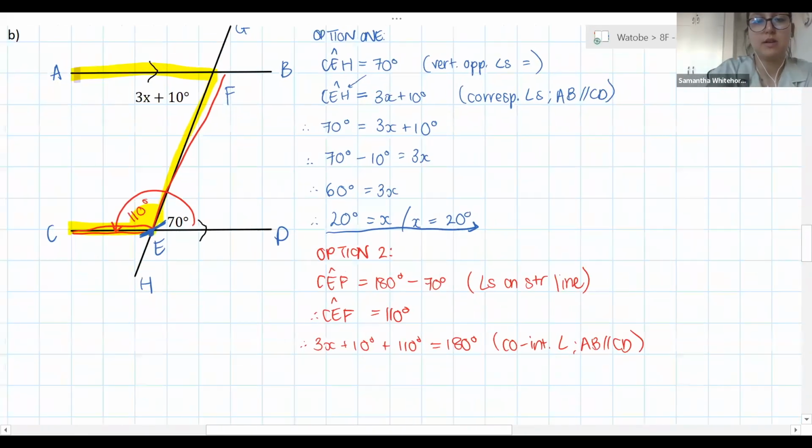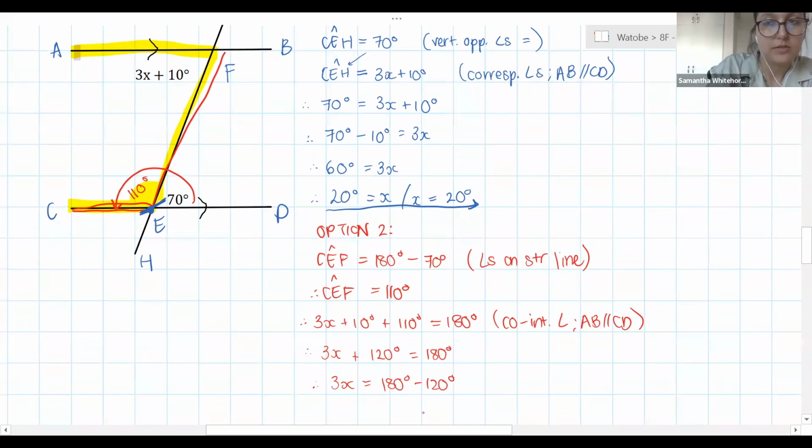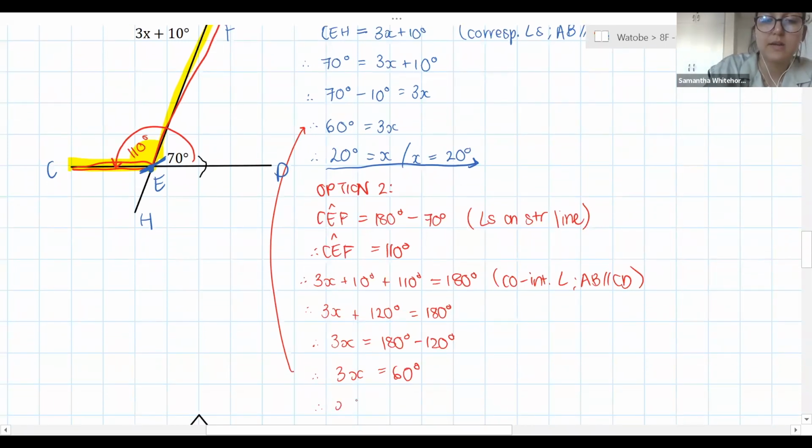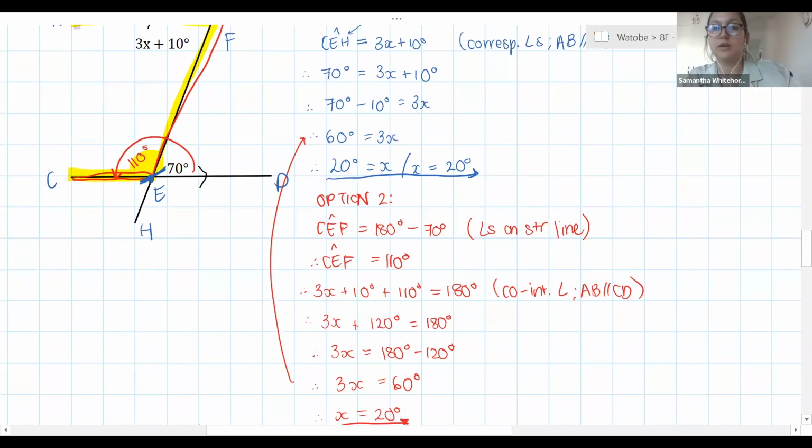So I'm going to first add the 10 and 110 just to simplify it a bit. So I've got 3x plus 120 equals 180. I'm going to subtract 120 on both sides, which gives me 60. And if you have a look, this step is exactly the same as what we got over there in the last one. So it's going to give me exactly the same answer, x is equal to 20. And this is again why I say we can often do this in more than one way. All right, so that's option 2.